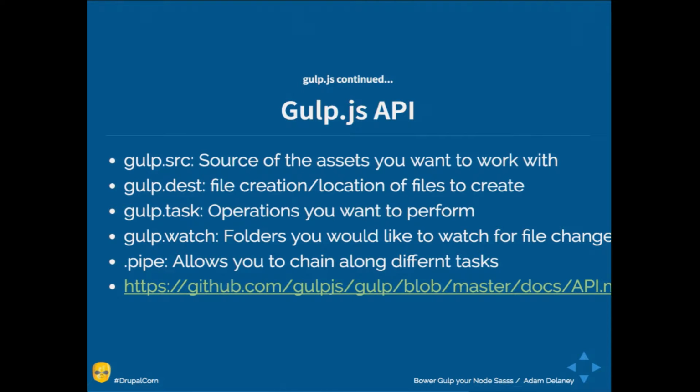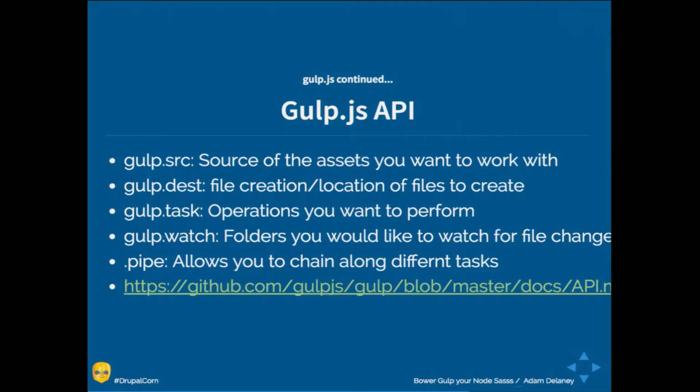The thing I like about Gulp, there's other competitors out there. Grunt is another kind of task automation tool. The reason why I like Gulp is it's very, very simple. The API actually is there's only four actually API things. Gulp source, so the source of the assets you want to work with. Gulp destination, kind of creates files and tells where those files should live. Gulp task is basically just defines a task that you want Gulp to run.